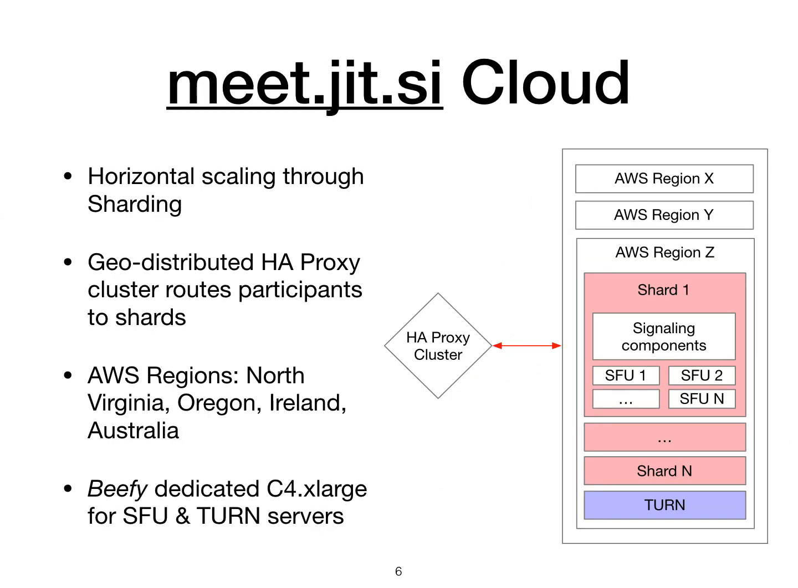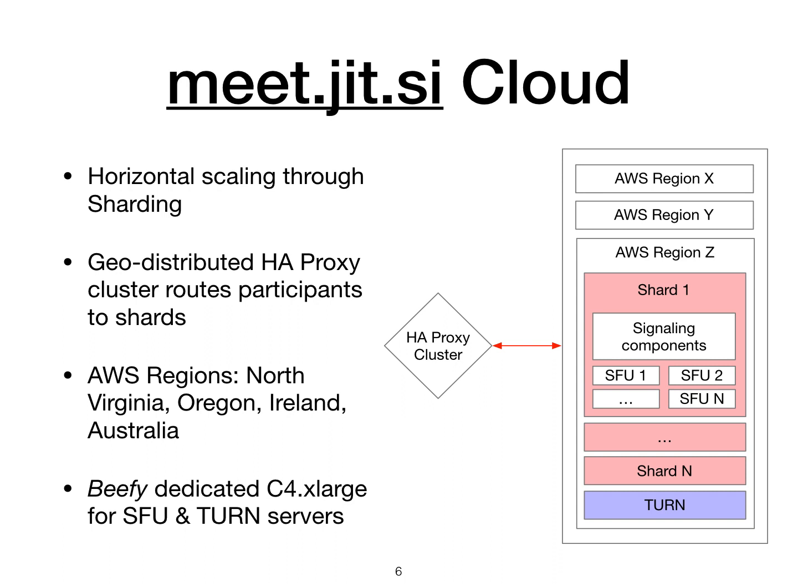The part that is not open source is how we build and scale our infrastructure. We build on the AWS cloud and we scale horizontally through sharding. A shard contains everything that's needed to host several conferences. It contains all the signaling components and at least 2 SFUs. We autoscale the SFUs if a shard happens to have a lot of traffic. We deploy on several AWS regions. We have shards in North Virginia, Oregon, Ireland, Frankfurt, Australia.